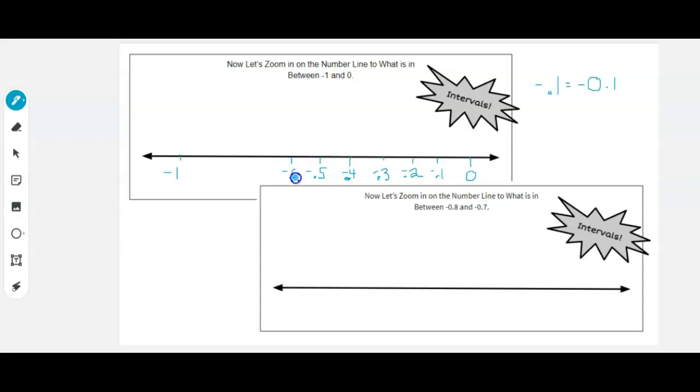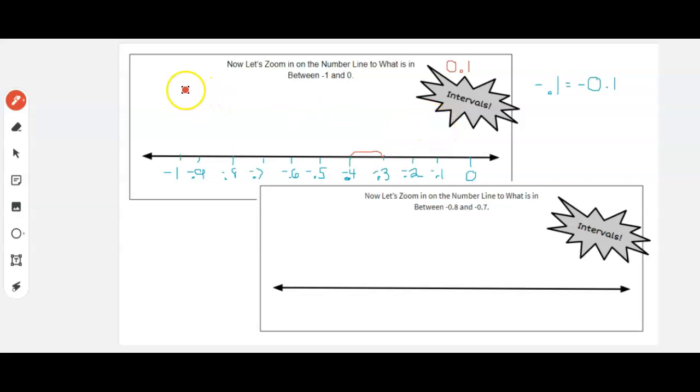Negative 0.6, negative 0.7, negative 0.8. And yes, you do have to include the decimals because there are no whole numbers between negative 1 and 0. Okay, negative 0.9. Okay, so in this case, each interval from here to here, it's worth 1/10. Okay? Each interval is worth 1/10.